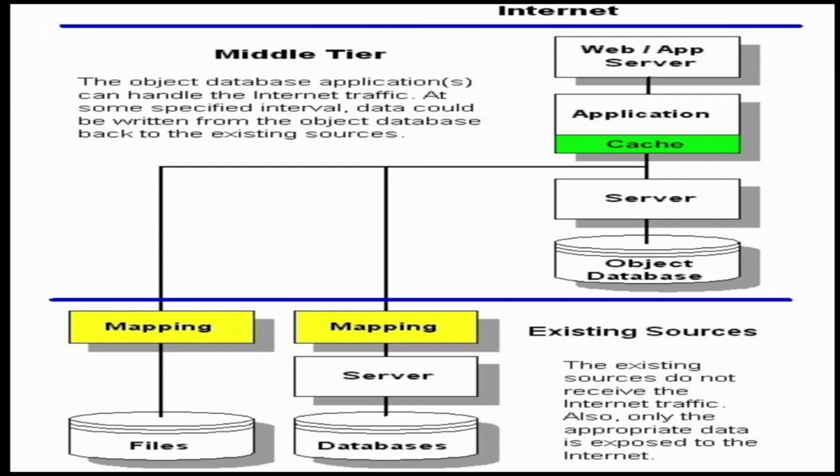Data can be returned from the object database back to the existing sources, from the web app server to the application. In the application there is a cache. From the application to the server, and from the server to the object database. Between the application and the server it goes through the mapping and files, and from the server mapping to the database.